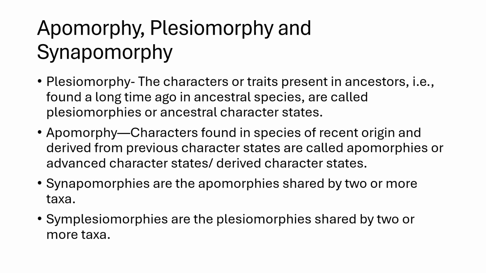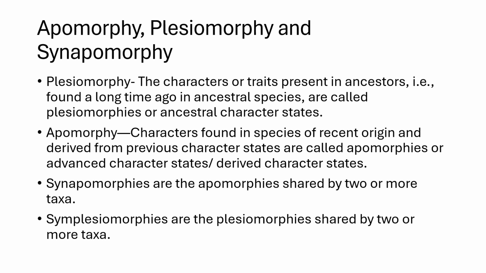Now let's discuss some of the terms that are related to the study of phylogenetics and cladistics. First is plesiomorphy. The characters or traits present in ancestors, that is, they were found a long time ago in ancestral species, are called plesiomorphies. Characters that are found in species of recent origin and are derived from previous character states are called apomorphies, or derived character states. Plesiomorphies are also known as ancestral character states.